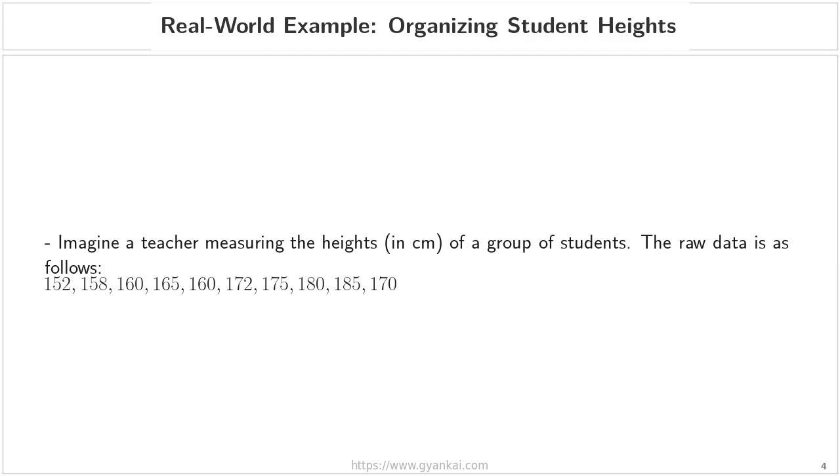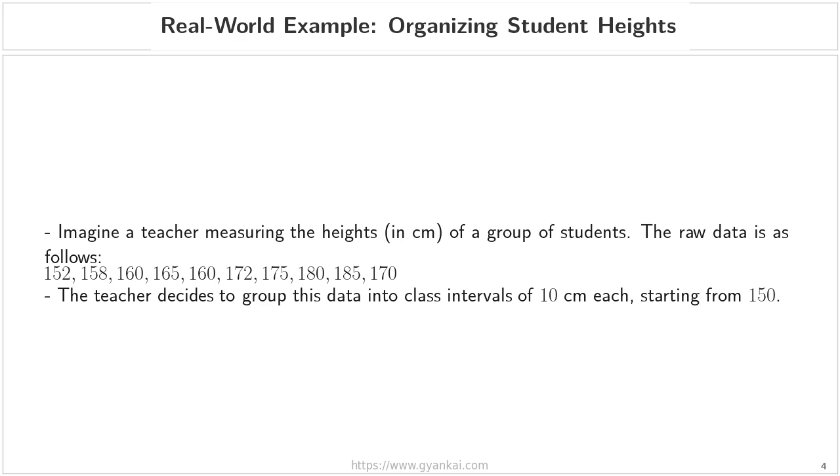Real-world example, organizing student heights. Now that we understand the theory behind class intervals and that very important rule regarding upper limits, let's put everything we've learned into practice with a real-world example. Imagine a teacher is measuring the heights of a group of students in centimeters. If we look at the raw, ungrouped data, just like the messy lists we discussed in the first slide, we have these values: 152, 158, 160, 165, 160, 172, 175, 180, 185, and 170.